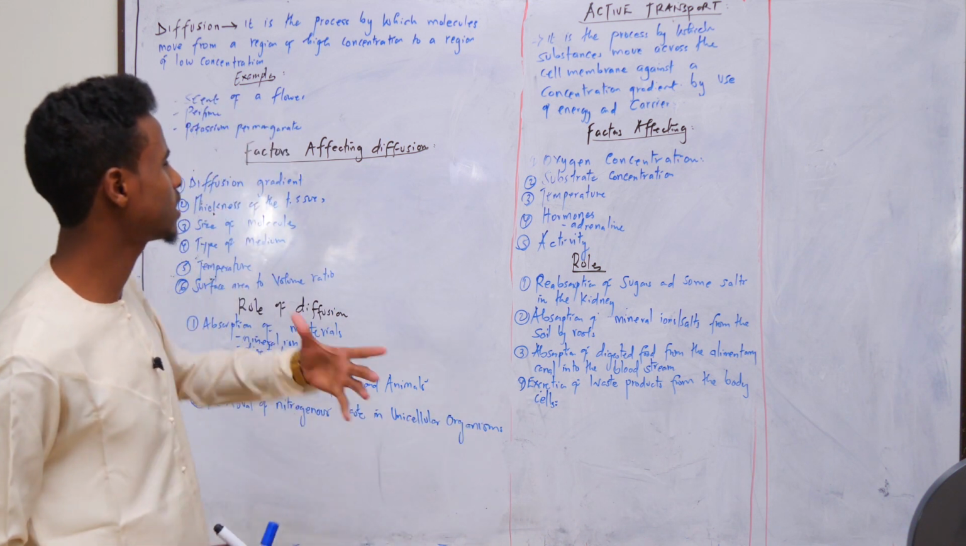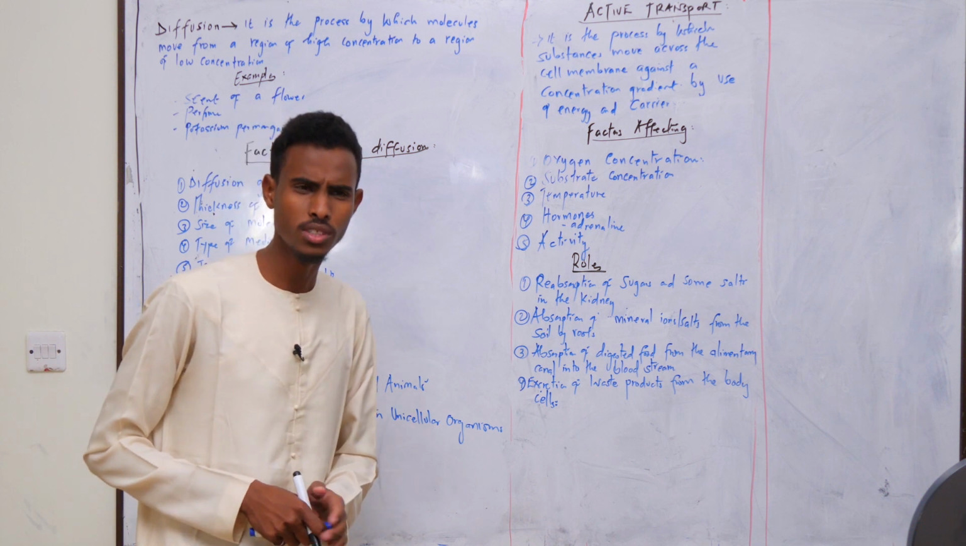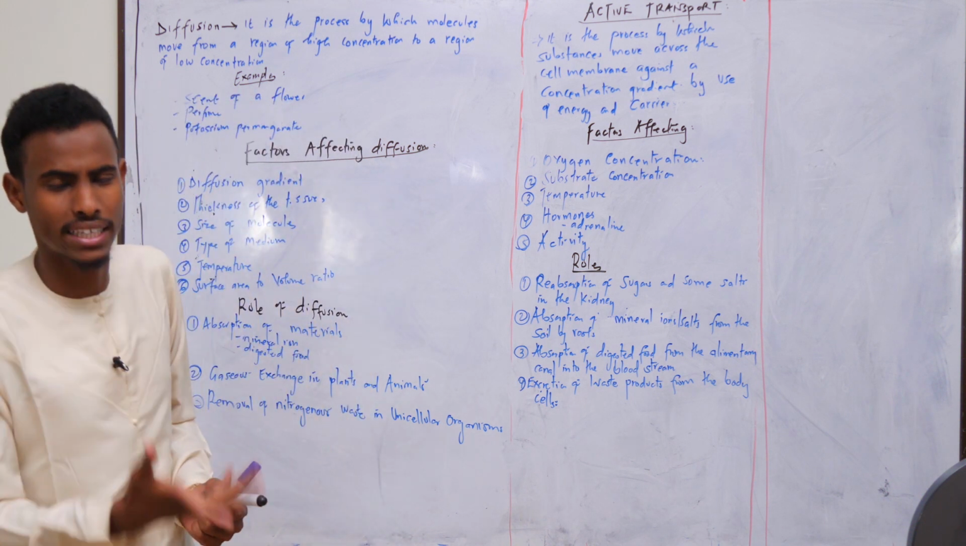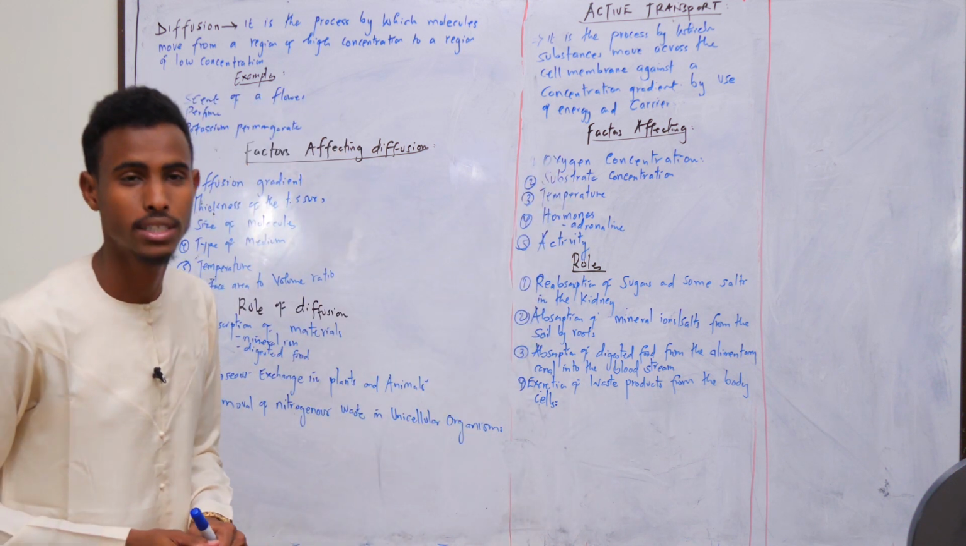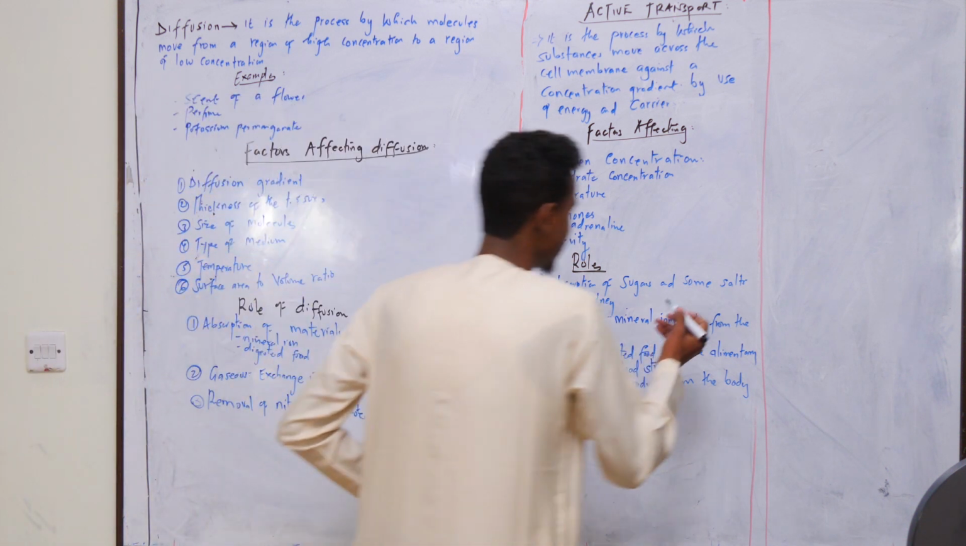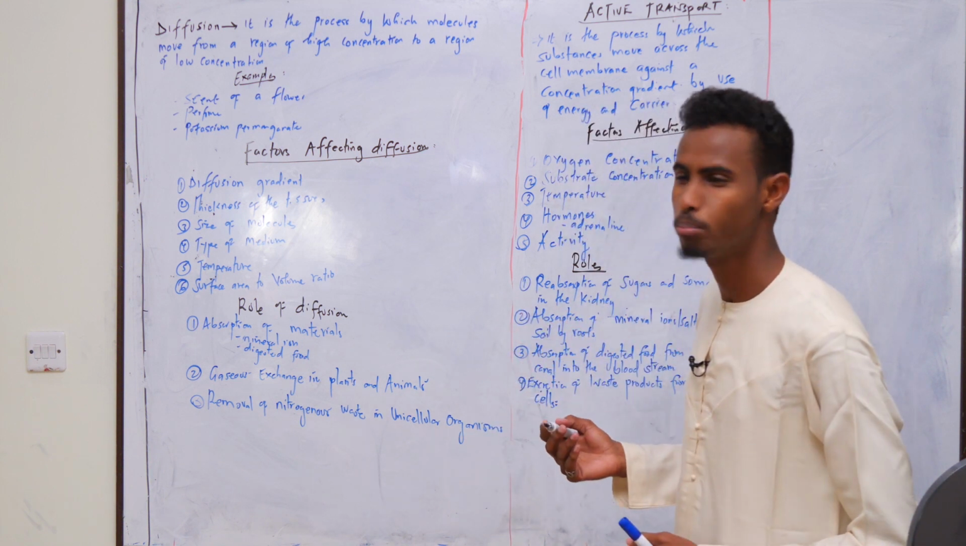Very good. Now let's look at the factors affecting diffusion. Class, any factor that affects the rate of respiration also affects the rate of active transport, because active transport requires energy, and the process of respiration produces energy.